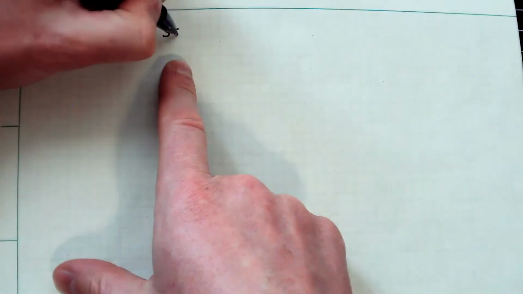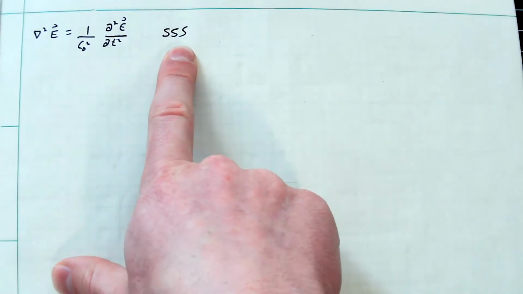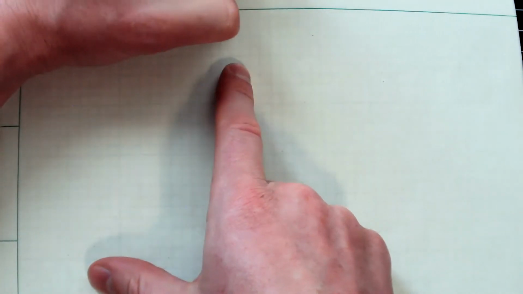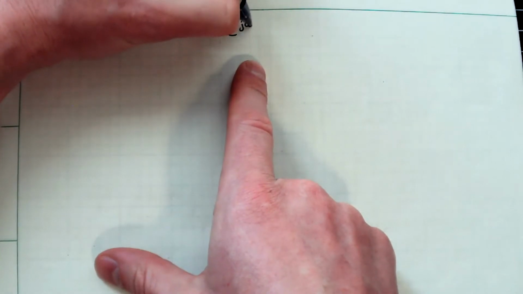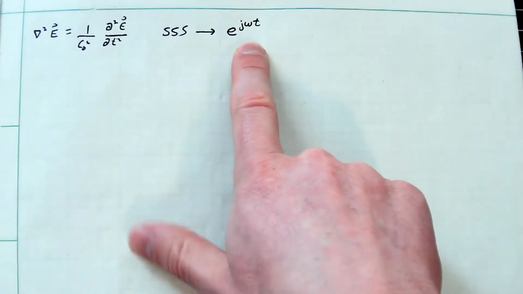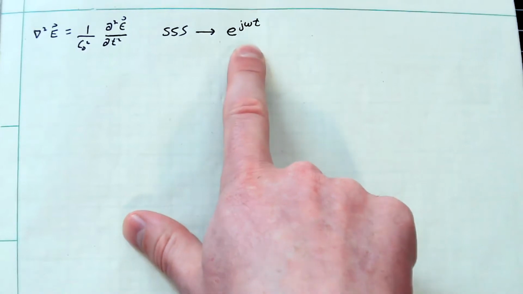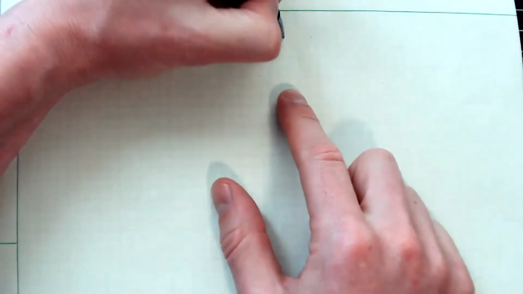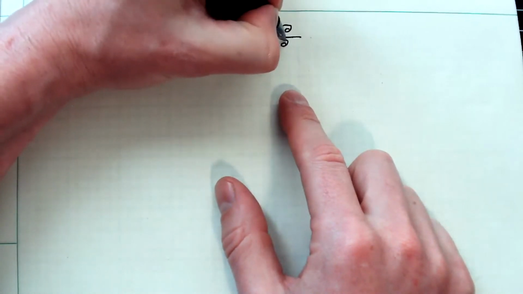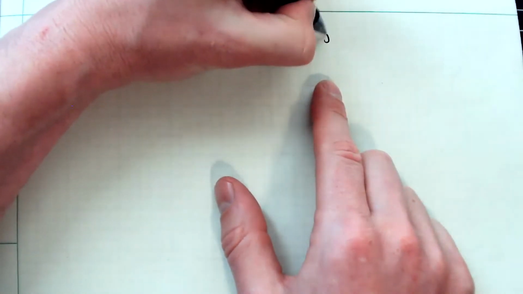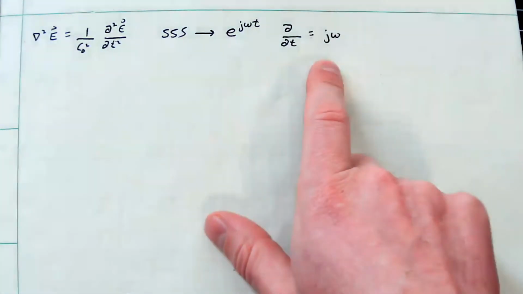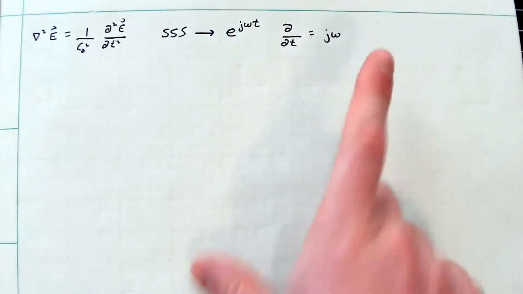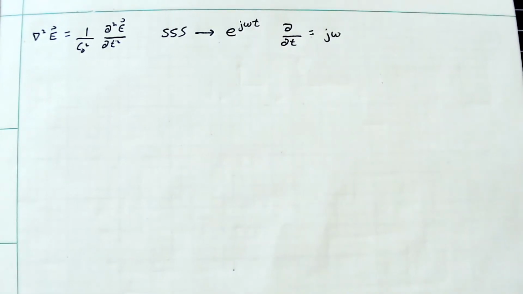Sometimes you'll see me just write SSS for sinusoidal steady state. Whenever you hear that, what it basically means is there is this phasor dependence of e to the j omega t. All time dependence has now been lumped into this complex exponential, which also means that all time derivatives are going to be replaced with j omega. That's the only thing that fundamentally changes mathematically when you assume a sinusoidal steady state signal.